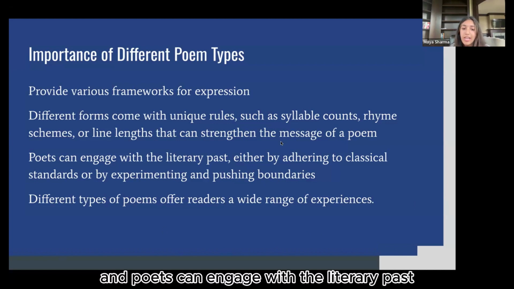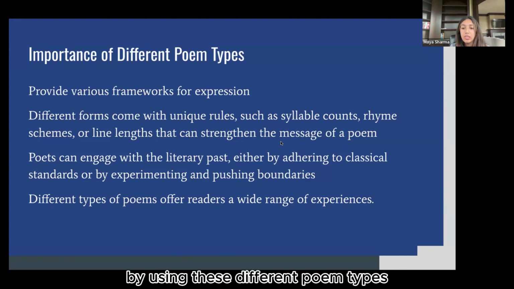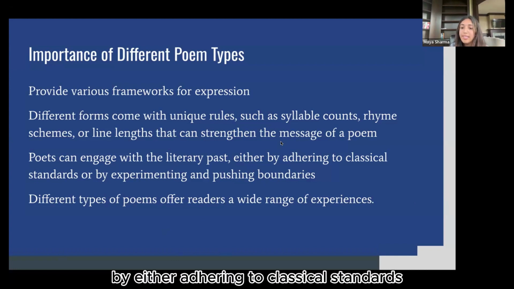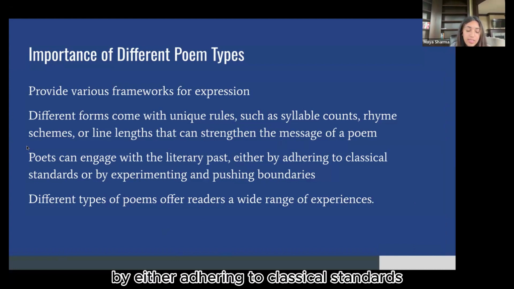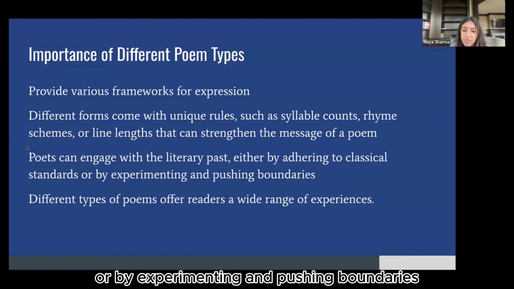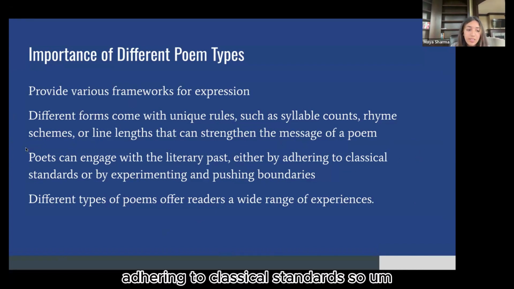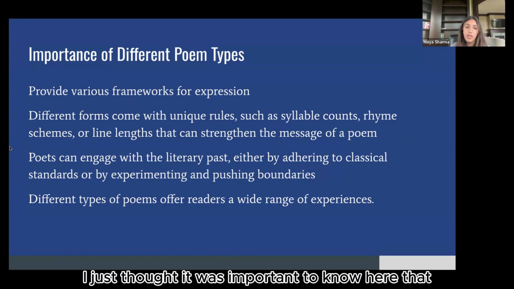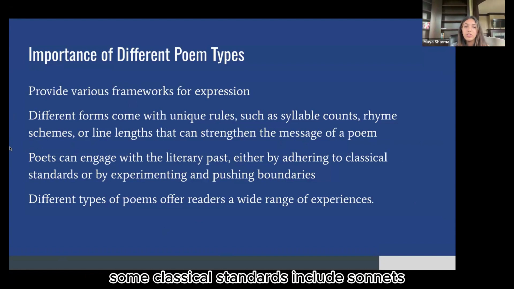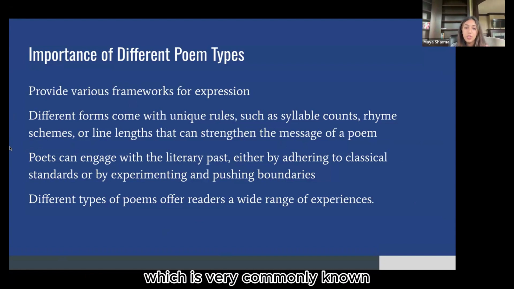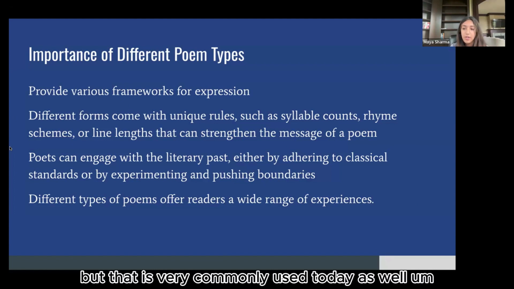And poets can engage with the literary past by using these different poem types, by either adhering to classical standards or by experimenting and pushing boundaries. So in this bullet point, adhering to classical standards, I thought it was important to know that some classical standards include sonnets, which is very commonly known, which we will discuss, but that is very commonly used today as well.